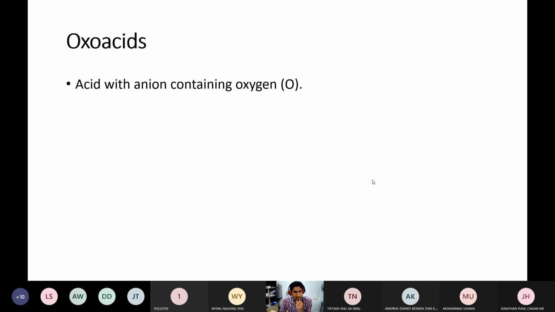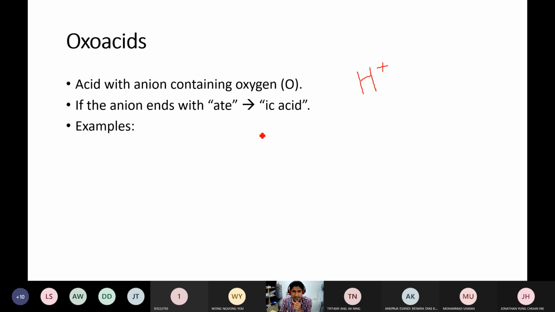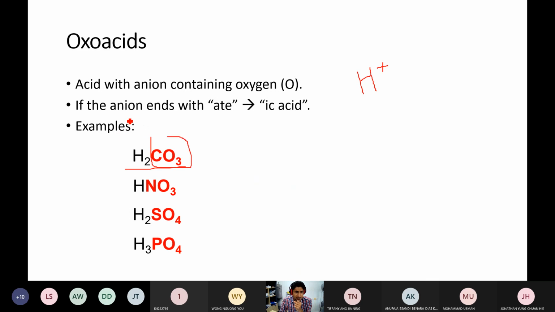Acids are able to deliver hydrogen ions. Of course, this is the basic thing for an acid, and it also contains an oxygen atom in that molecule. All right. And there is something that changes with the naming: if the anion ends with "ate," then it will be "ic acid," like carbonate, right? The anion is here. This is the anion part.